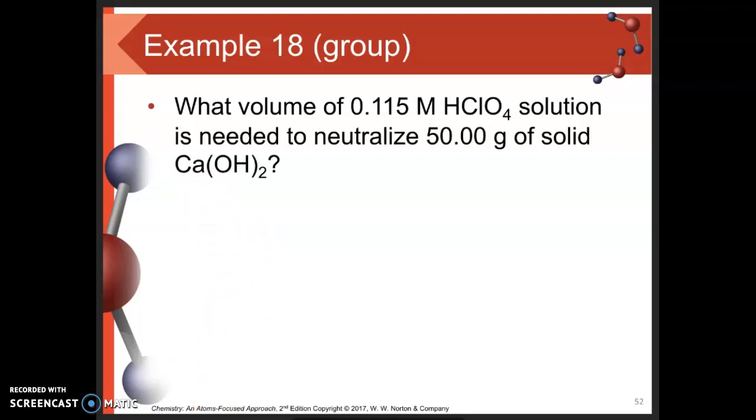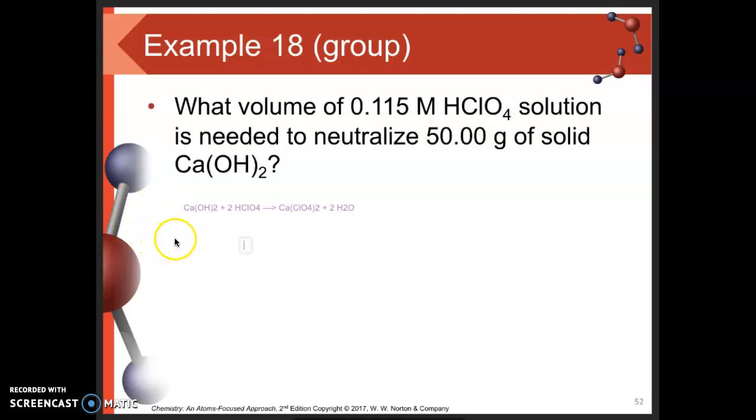So the setup here is incredibly similar to the one that we just did previously. I've got calcium hydroxide reacting with perchloric acid, and I'm going to go ahead and throw in the correct coefficients there. And this is a double replacement reaction, so I'm going to have calcium perchlorate and water as my products. So there's my balanced chemical equation.